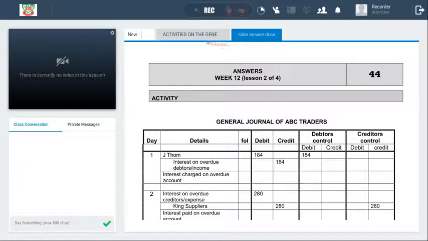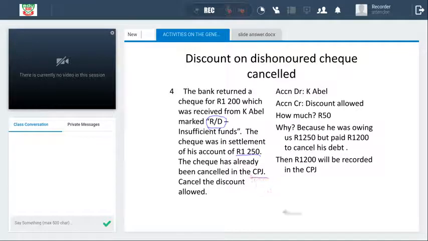So we'll look at that later. Now we'll go to transaction number 5.